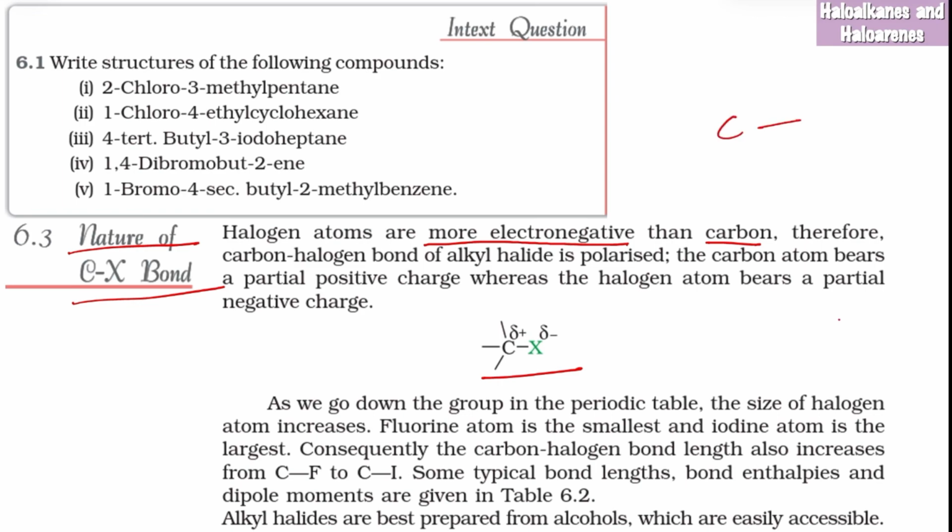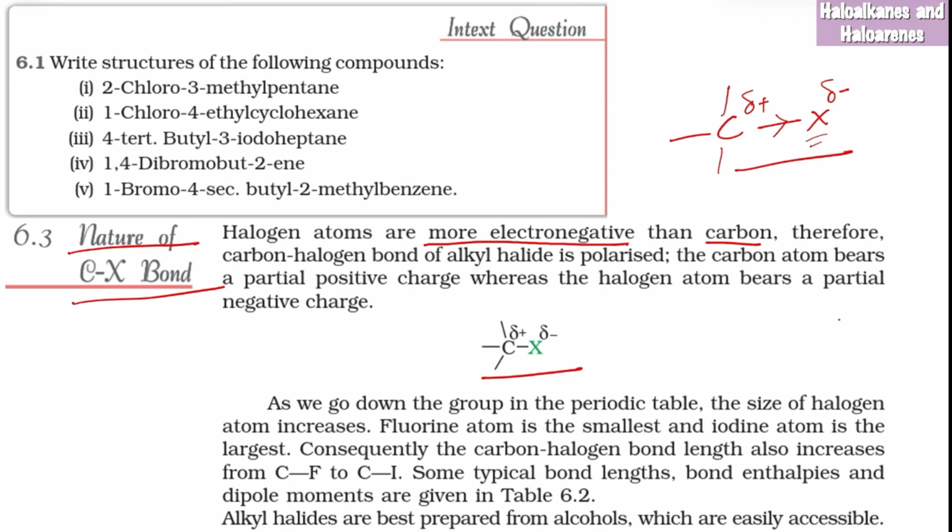When the carbon halogen bond is formed, the electrons are more attracted towards the halogen atom, as the halogen atom is more electronegative than the carbon atom. As a result, the halogen atom develops a partial negative charge, and carbon develops a partial positive charge. So it can be said that this carbon halogen bond is polarized.